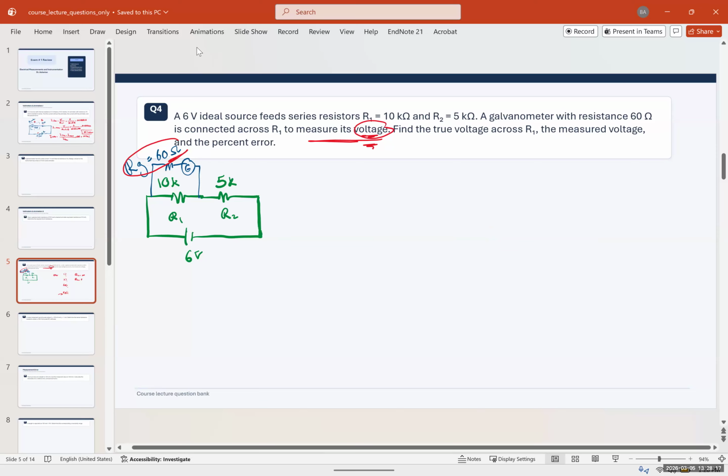First thing we want to do is find the voltage when we don't have the voltmeter. That's the true value of the voltage of R1. I can do it in multiple ways. I can use the voltage divider. If I use the voltage divider, V of R1 would be 10 times 6 over 10 plus 5, which is 60 divided by 15, giving us 4 volts. This is one way to solve it.